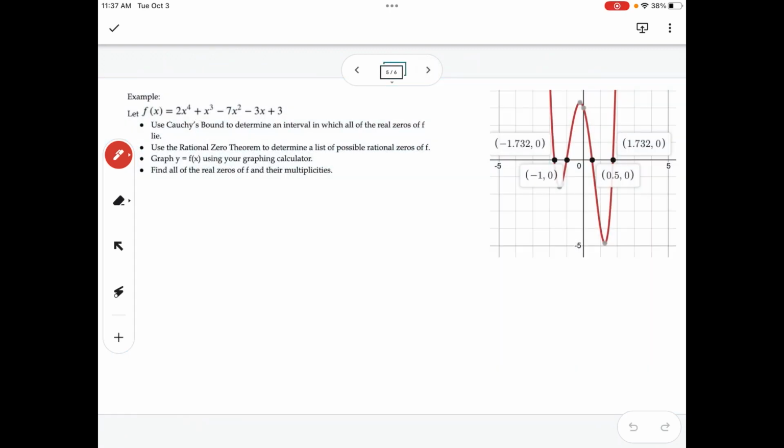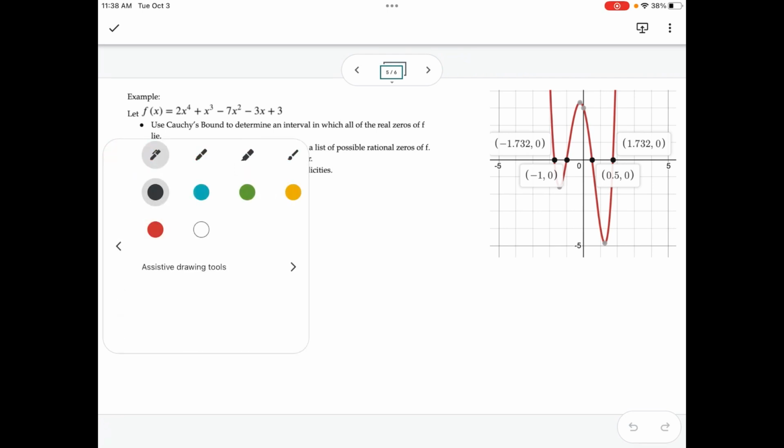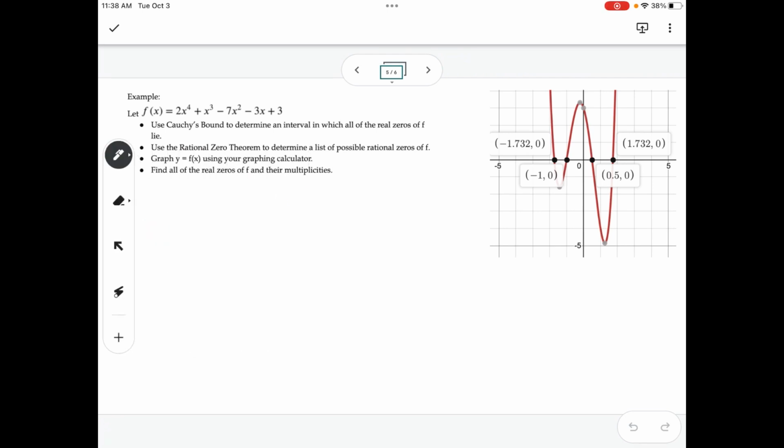All right. It doesn't hurt to have as many examples as possible to see the different kinds that we might encounter. We've got 2x to the 4th plus x cubed minus 7x squared minus 3x plus 3. I've got the graph on the right-hand side. We need to find 4 solutions.